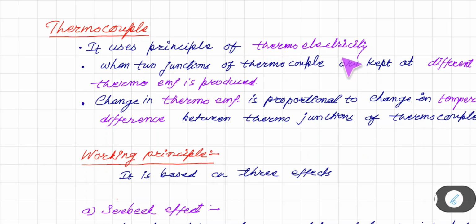or say both ends of the two dissimilar metals are connected or welded together, then they form two junctions. As the metals are dissimilar, due to temperature gradient, the potential difference or thermo EMF is produced in that circuit. So that is thermoelectricity, and the thermocouple uses this principle. The change in thermo EMF is proportional to the change in temperature difference between the two thermo junctions of the thermocouple.